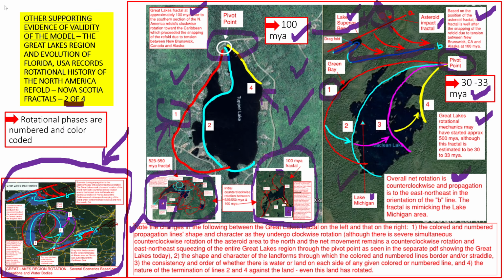And you can still see what's shown on the right fractal. You can still see that today as shown in the actual lineations and all of the Great Lakes, which are shown on the lower left. So back to the text box. Number 2, the shape and character of the landforms through which the colored and numbered lines border and or straddle. So we're going to talk about that now.